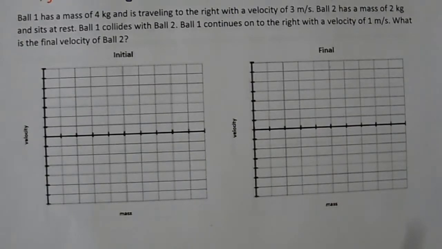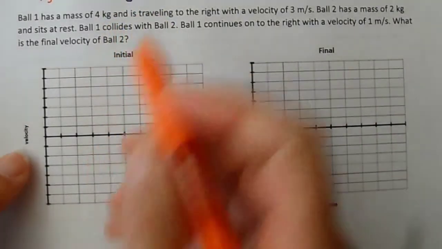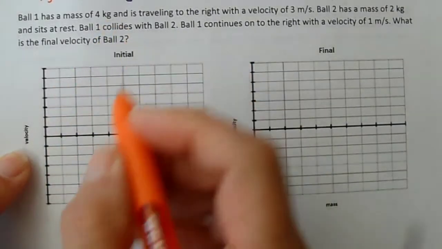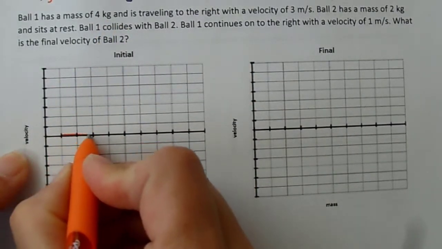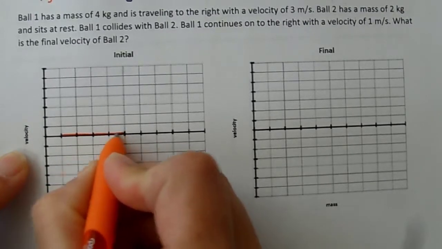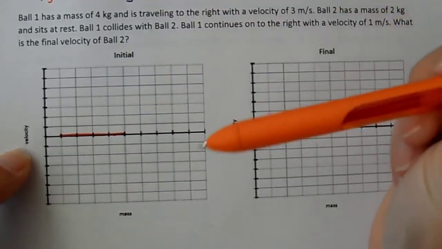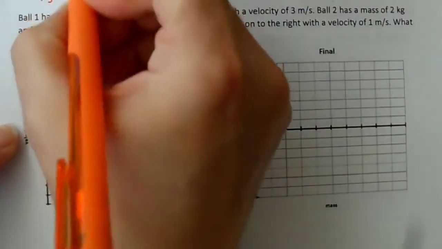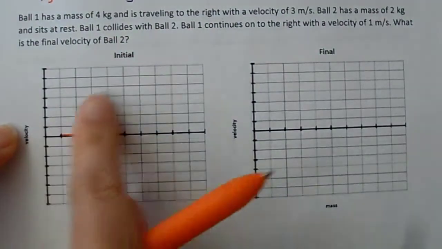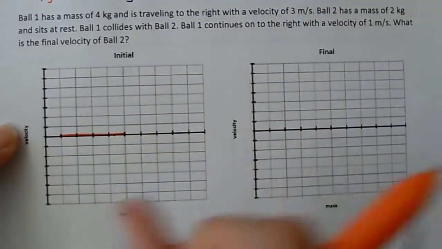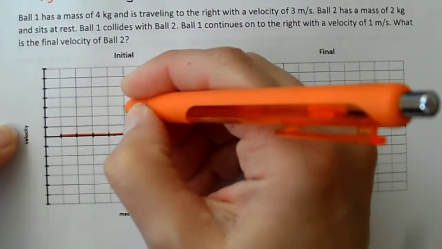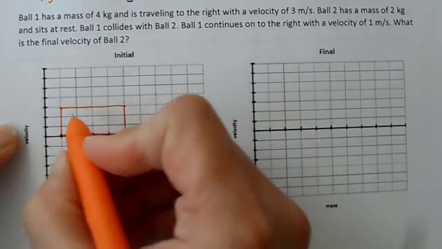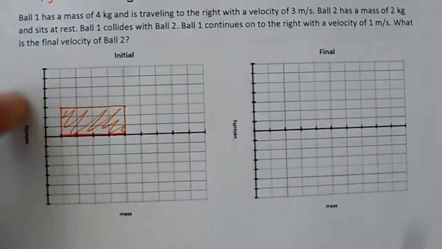So when we put these onto our chart, remember mass goes along this axis right here, and we have a mass of 4 for ball 1, so we're going to go over 1, 2, 3, 4. And then velocity is on our y-axis, and it's traveling to the right, so we're going to say right is positive. So 3 meters per second to the right, so we're going to go up 3. And this is our mass velocity graph for ball 1.